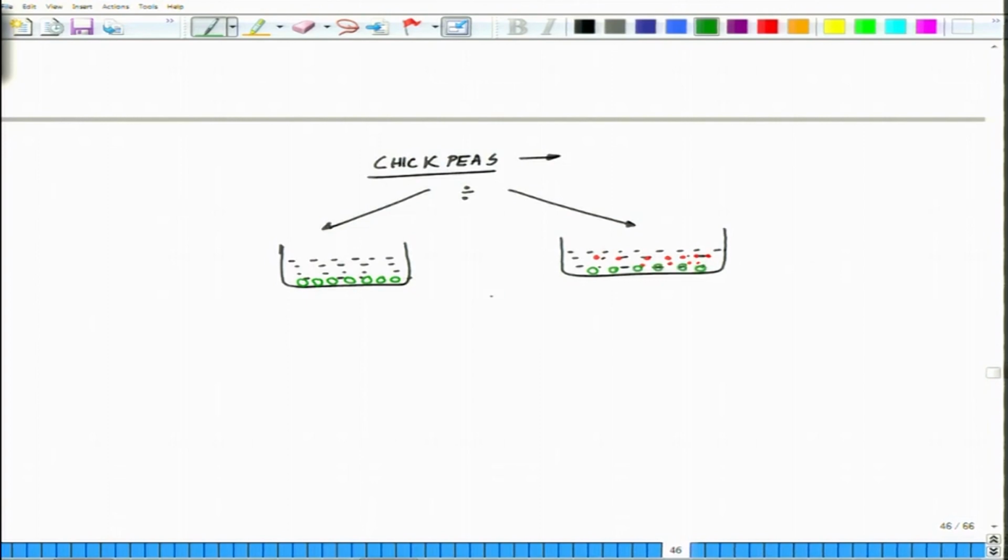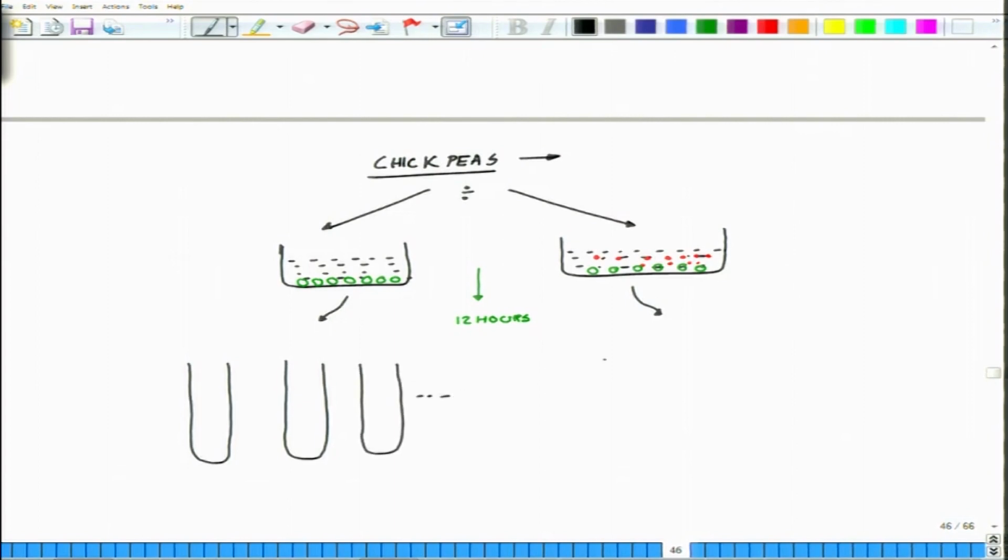Next day, after 12 hours of treatment, these were placed on test tubes like this. All of them were placed on test tubes. So initially seeds were taken out, in both the cases they were washed, and they were placed in test tubes having deionized water. So here you have the test tube.